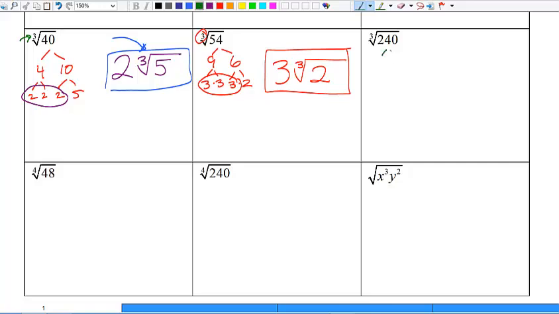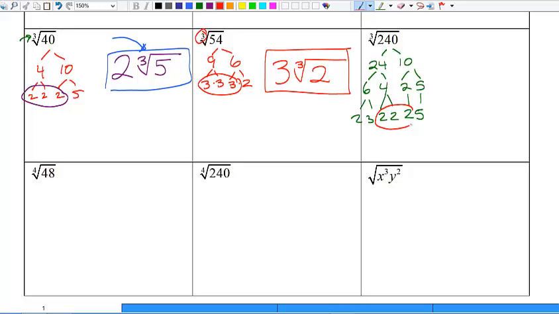240 looks like we have 24 times 10. And then 6 times 4. 2 and 5, let's see, 2 times 3. Now, after I've done this, if there's any prime factors that are not on the same level, I like to bring them all down so that I don't forget some factor that's hanging out somewhere else high. Alright, I'm looking for groups of 3.